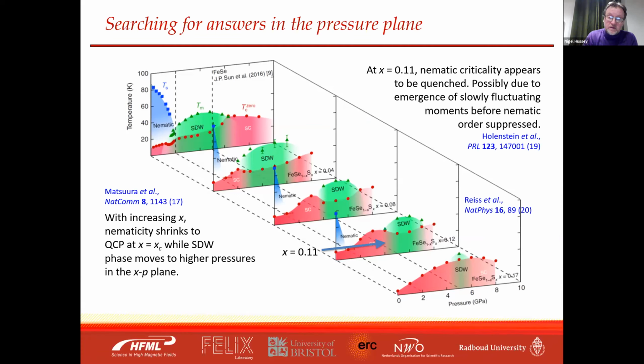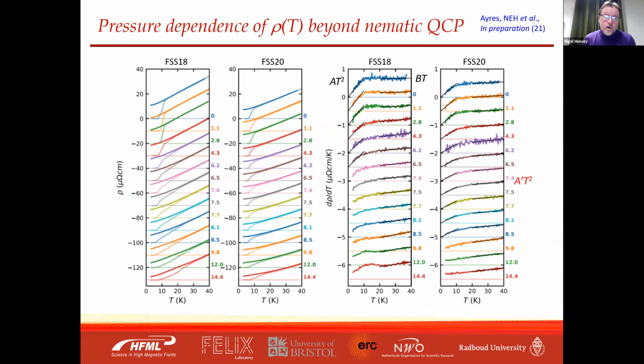What we wanted to do was to look at even higher x values, in fact, at x values beyond the critical points, around 18 and 20% sulfur content, where although we don't expect here to be critical, we expect to see, let's say, the departure further away from criticality associated with the nematic critical point, and maybe an emergence of the critical behavior associated with the magnetism. Okay, so this is what we did. So this is quite a complicated plot, but let me just walk you through it.